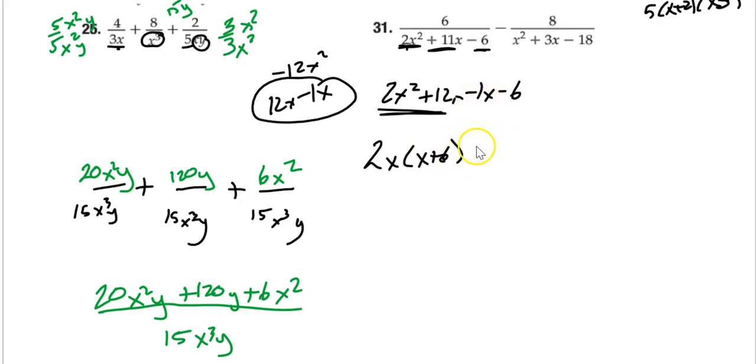These have, remember, always bring down the middle sign. They have nothing in common, so put a 1 on the outside. Negative 6 divided by negative 1 is a positive 6. That's how these match. x plus 6, 2x minus 1. So there we go.